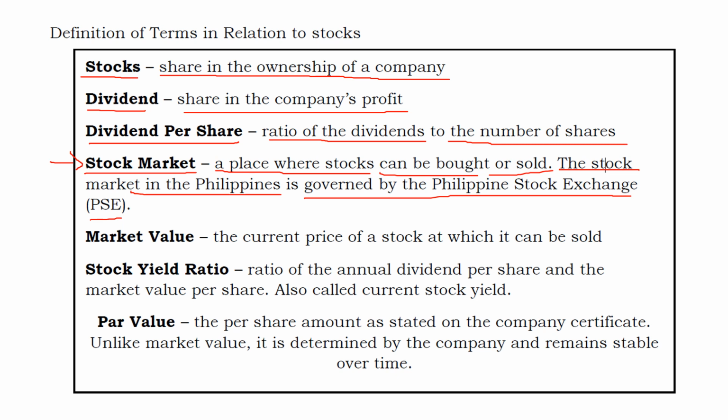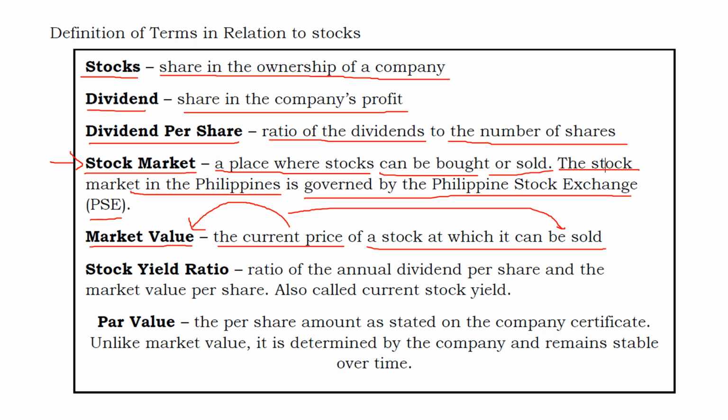Now, moving forward with the next term, which is market value. This is the current price of a stock at which it can be sold. Or we can say that market value is the amount for which something can be sold on a given market. Meaning to say, when we say market value, it is the current price at which it can be sold.